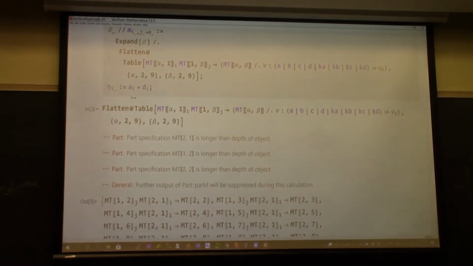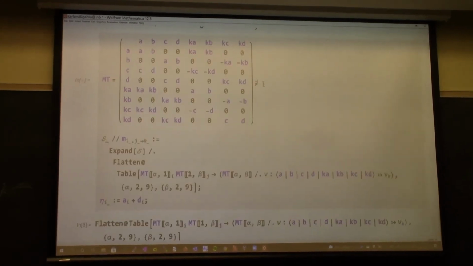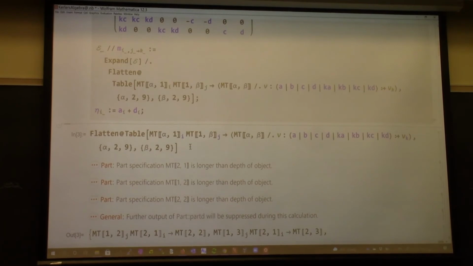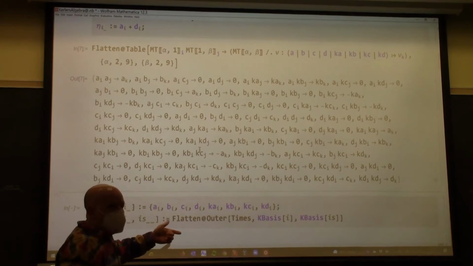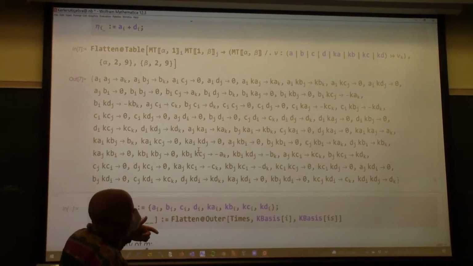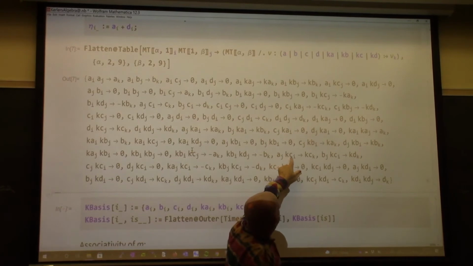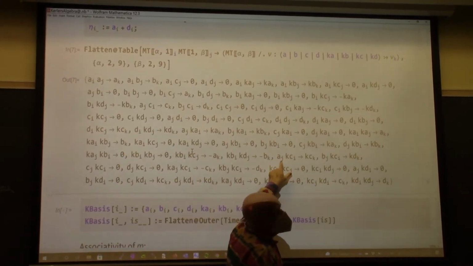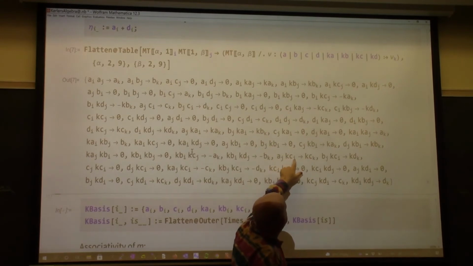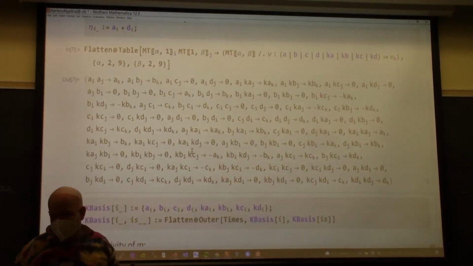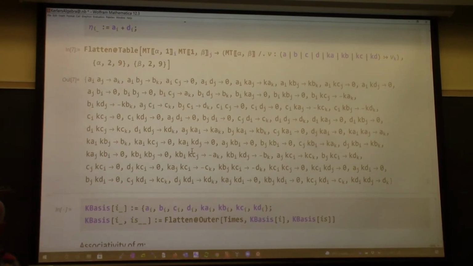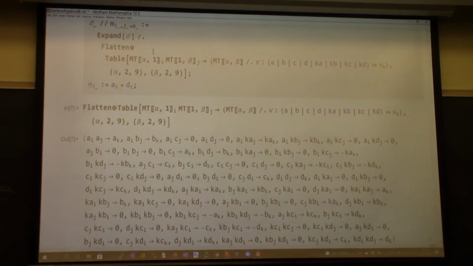Oops, I forgot to input the multiplication table. So here's the table. When you're multiplying ij and the output is to be k, then if you have a kc in position i and an a in position j, the output is kc, and so on. So multiplication just works by applying this rule to whatever input expression you had.